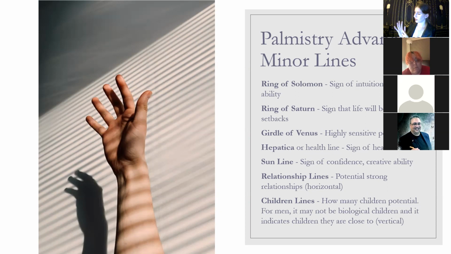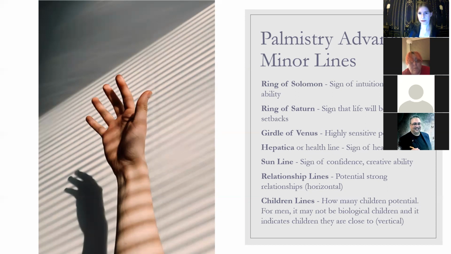There is something called a girdle of Venus, and this is looking like this. It sort of looks like a curved line that is basically just hugging the tops of your fingers. This is also a sign of sensitivity. I kind of think of it as a highly sensitive person line.